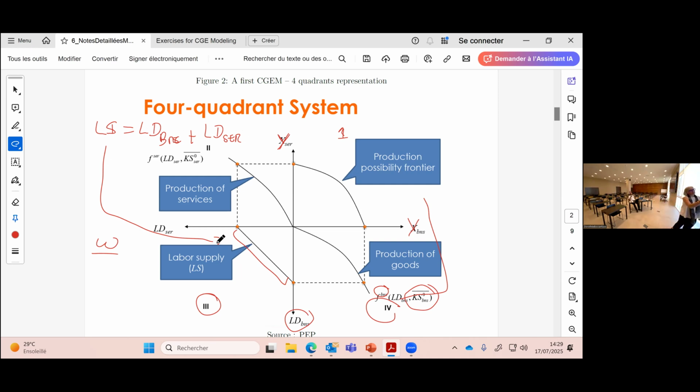And the last quadrant is the same as this one. It was for goods here, and here we are in the sector of services. Then with a production function, we produce Y services with labor demand for this good, and for a level of capital, ceteris paribus. Here you have a representation of the model that I am presenting now. Are there any questions?